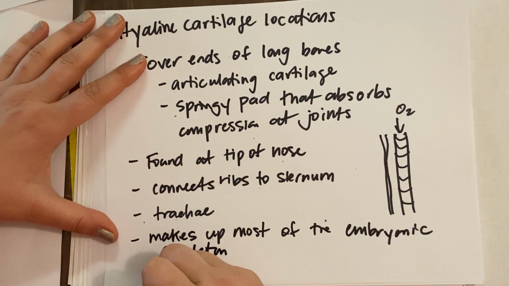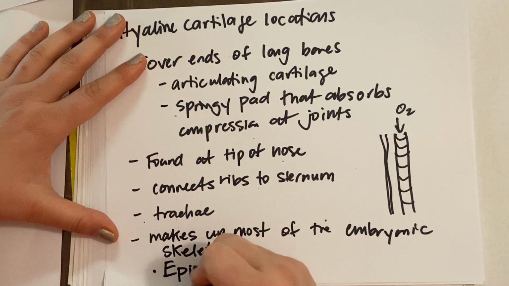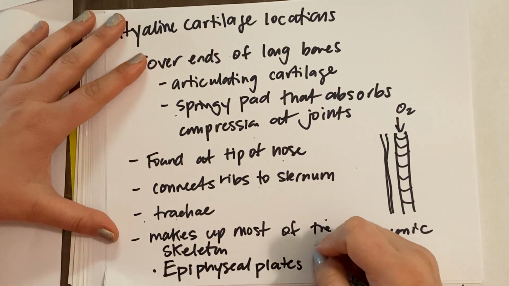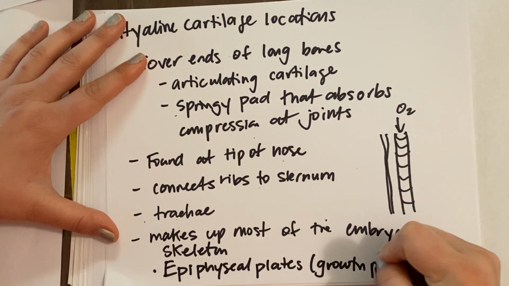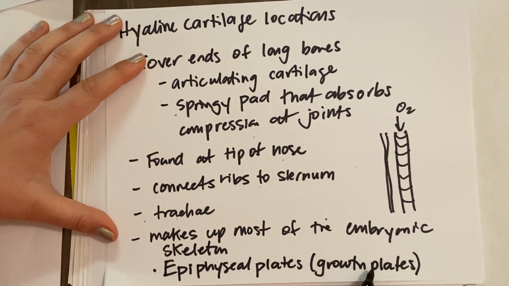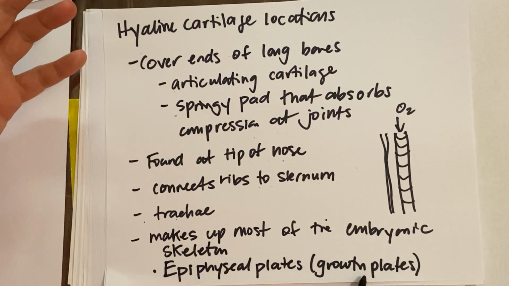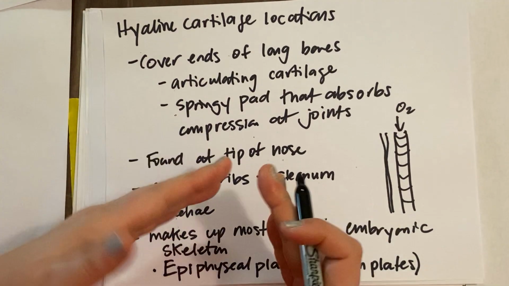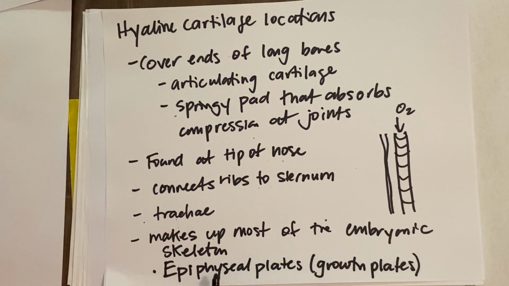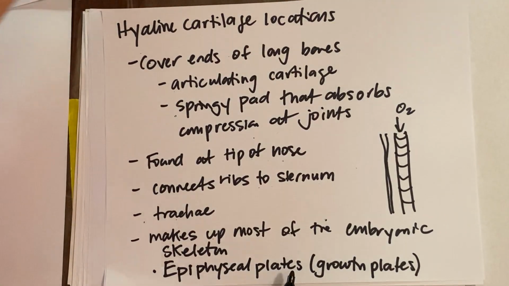And then it persists into childhood in these places called epiphyseal plates. You can sometimes call these growth plates. We will look more at these when we go into the bones later on. These are the locations where the bones are actively growing. In childhood, one of the ways that we get taller is that these locations on the bones will actually get bigger. Those are the actively growing regions near the end of long bones, and we'll look at that again when we're talking about the skeleton. So that's hyaline cartilage.